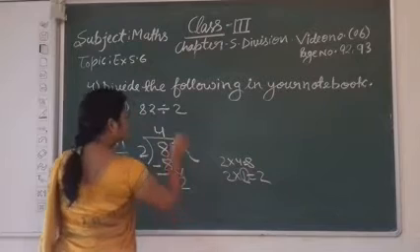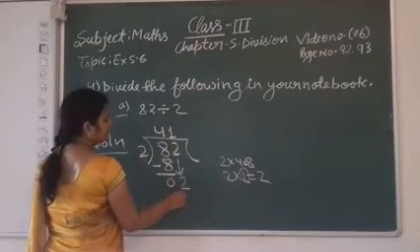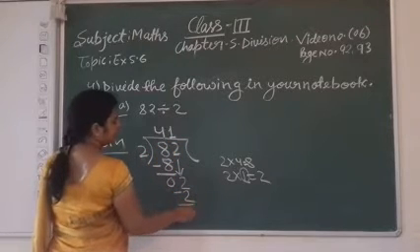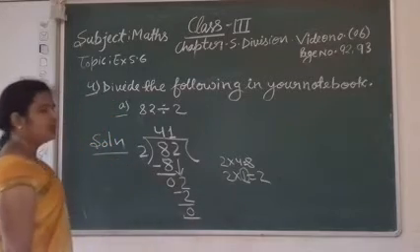So we will write 1 as a quotient. So 2 ones are 2. 2 into 1 is 2, right? Here is 0. Note down.